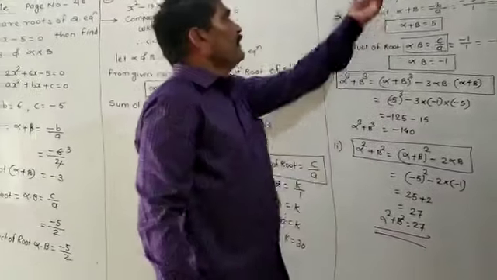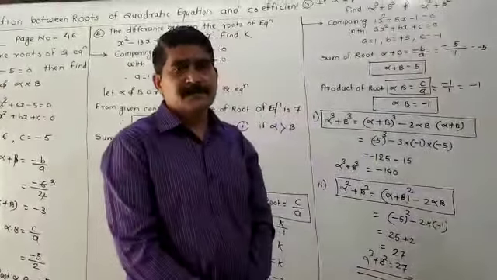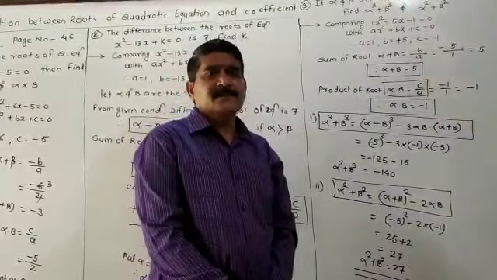In this way, you have to find out alpha cube plus beta cube and alpha square plus beta square. You have to write all these things in the notebook.